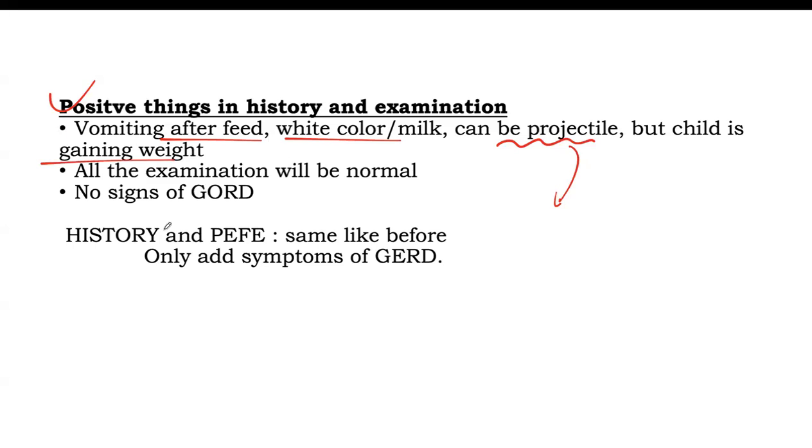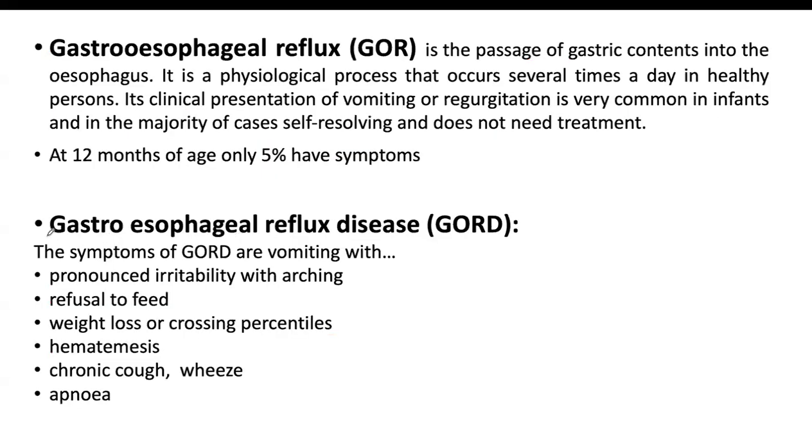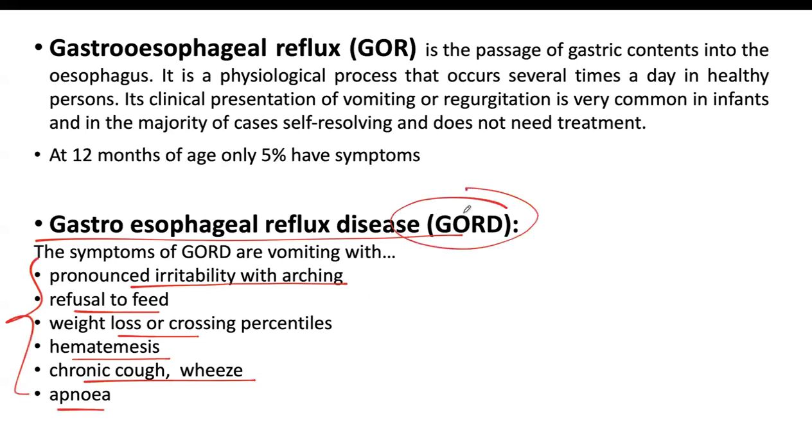You also need to make sure in your history that you rule out the criteria for reflux disease. The criteria is this: if a child has gastroesophageal reflux, along with pronounced irritability with arcing of the back, refusal to feed, loss of weight, hematemesis, chronic cough or wheezing, and apnea, which means stopping breathing for a few seconds, then you will diagnose the child as GORD.